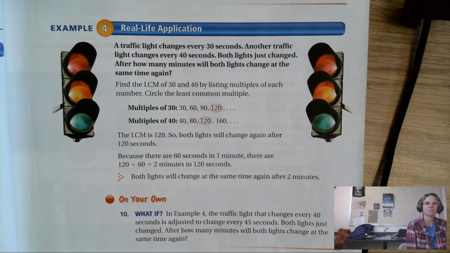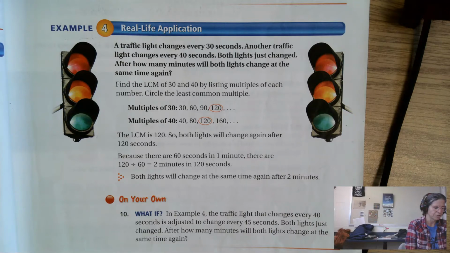Both lights just changed. After how many minutes will both lights change at the same time again? So the keywords are "at the same time": when is this same event going to happen again at the same interval? So you're looking for the least common multiple. And the book used the least common multiples.